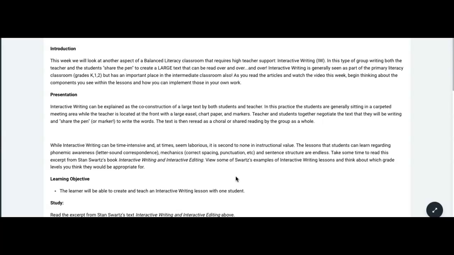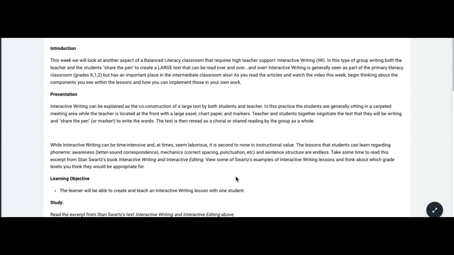Nowhere in all of the information about interactive writing does it tell teachers to draw names to see who comes up to write next. It's not about every child having a turn every day. As the text is being written, it is reread after each word. This assists the students in knowing what word is to be written next.